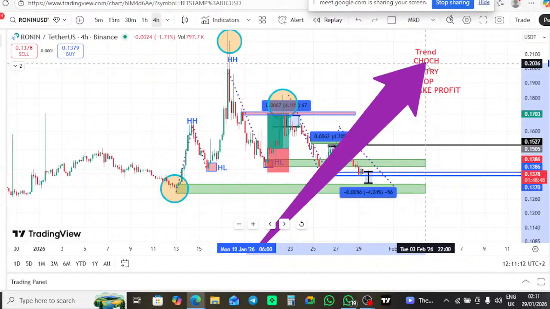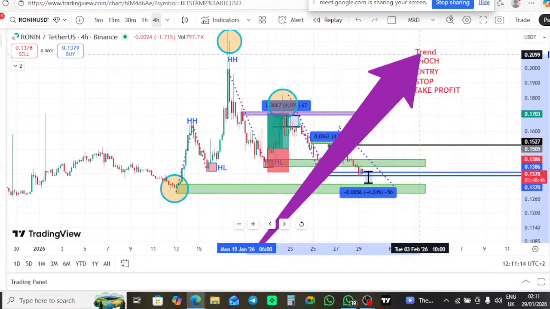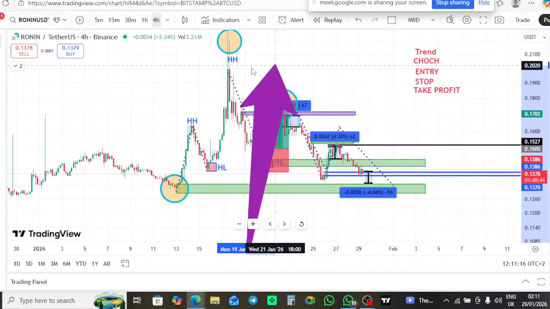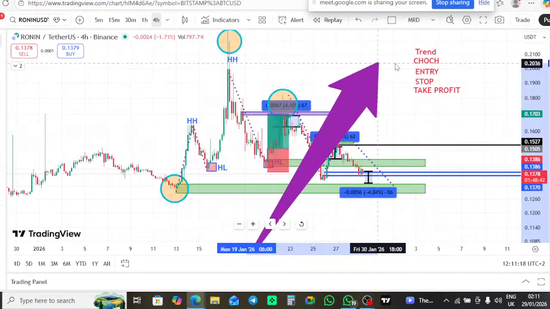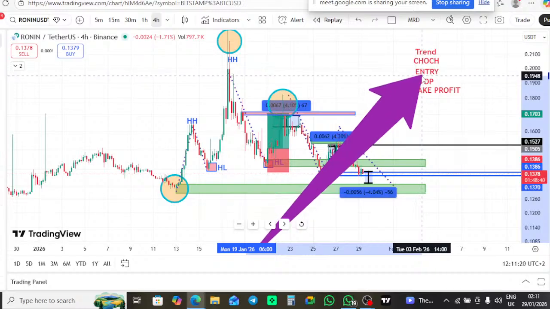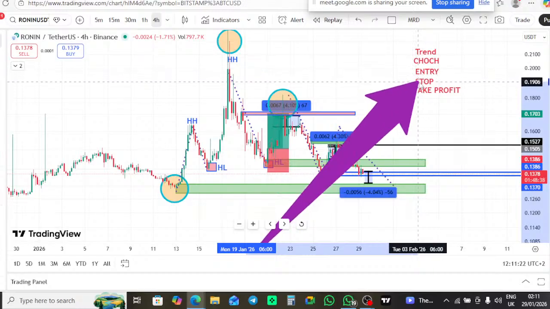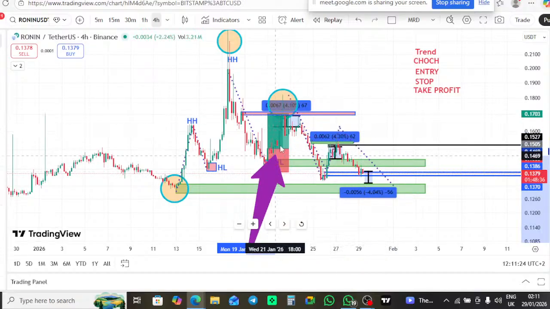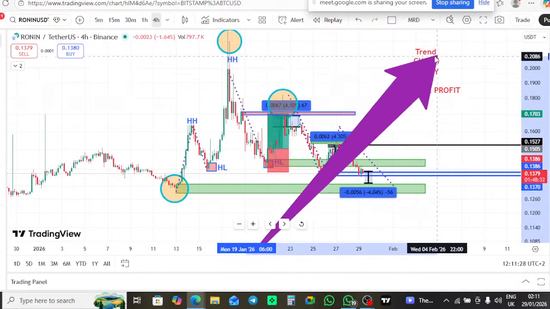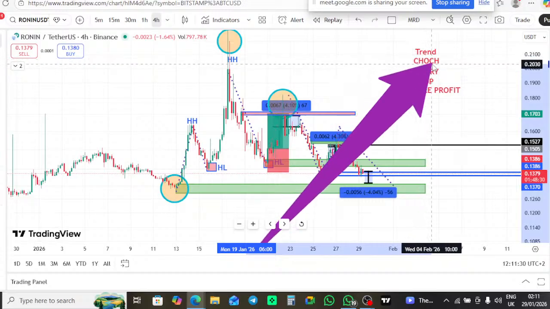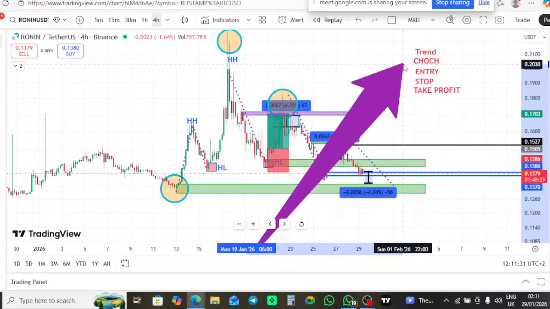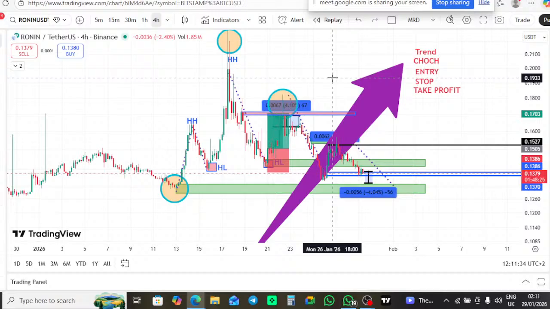Are we together? We have confirmed the trend. It is uptrend. Entry, we have realized the entry. Then stop loss and take profit. We are done. This is it. Are we together? But now we are waiting for change of character to short the market. Now are we seeing where the change of character will help us to short the market?